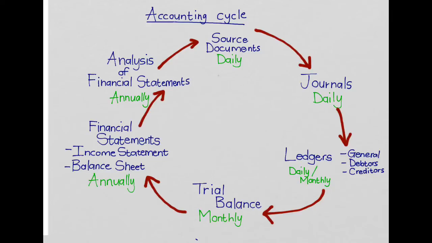This needs to happen once a year, or annually. Then accounting gets really interesting when we start to do our analysis and interpretation of financial statements, and this also happens once a year. After that, the cycle just continues, going on to the next month, starting with source documents, journals, ledgers, trial balance, until the end of the year where we get to financial statements and analysis again. So bear that in mind when we go through the rest of the terminology.